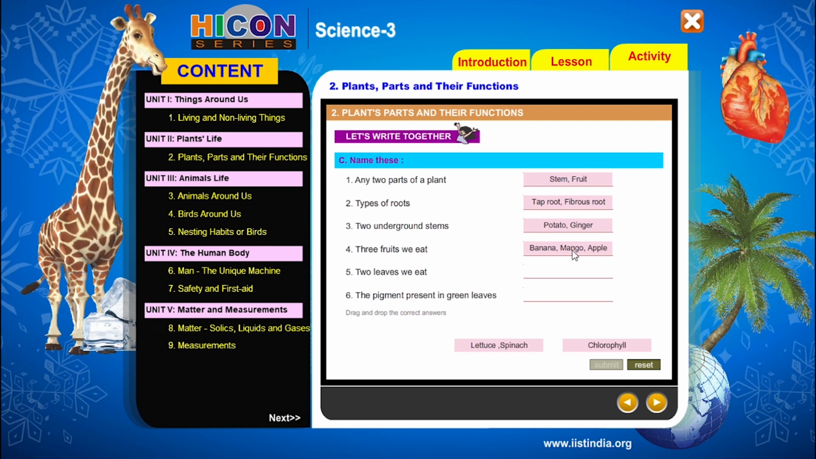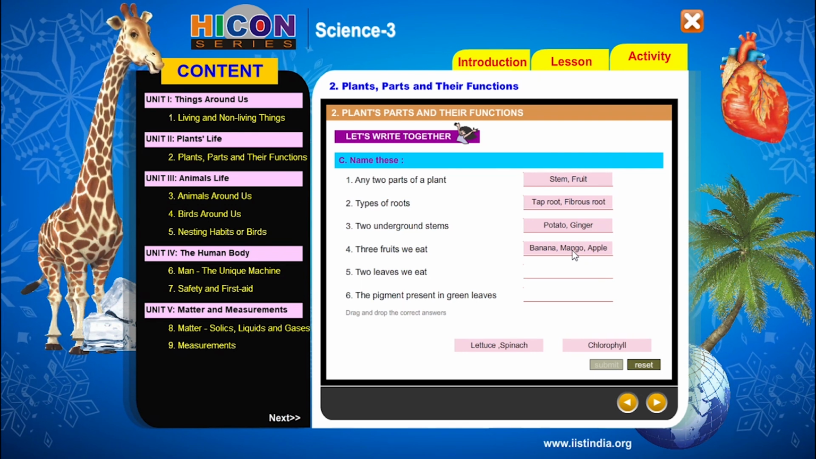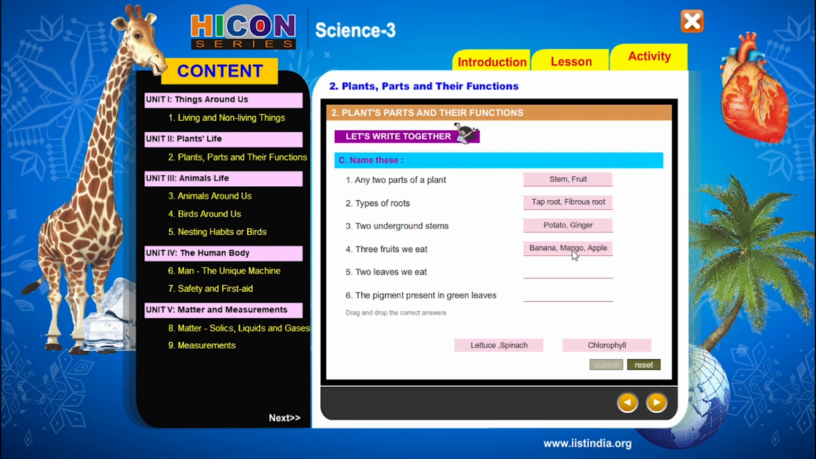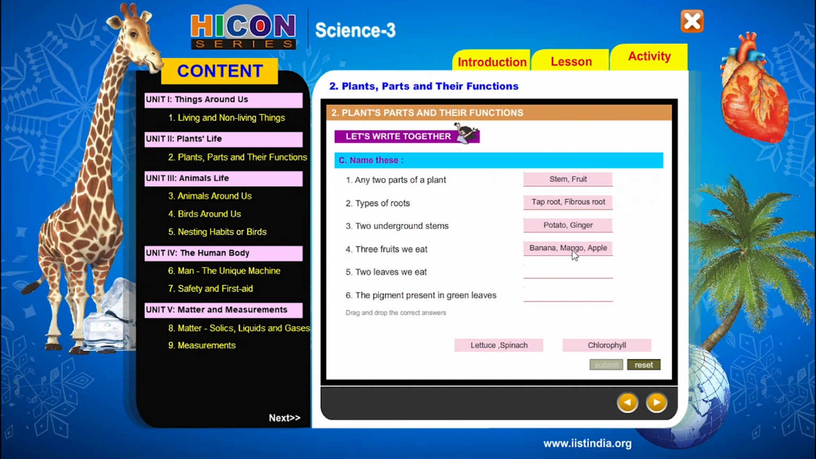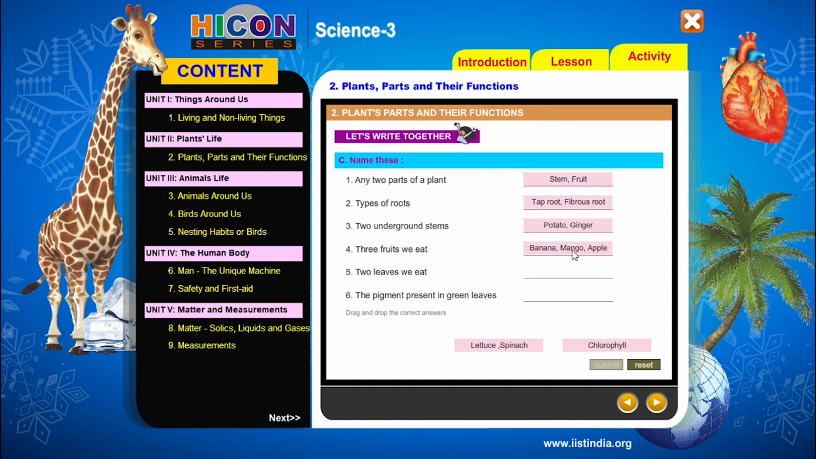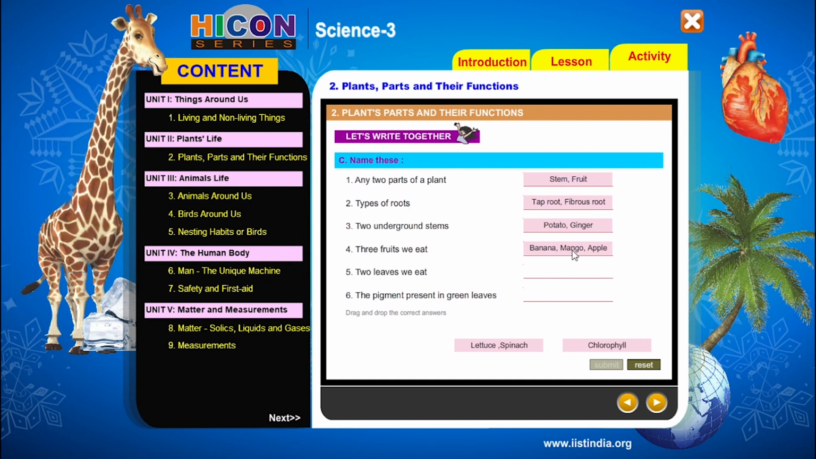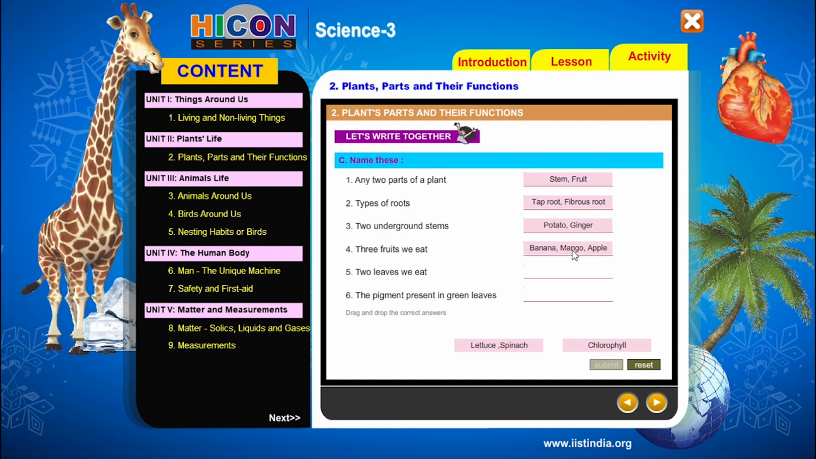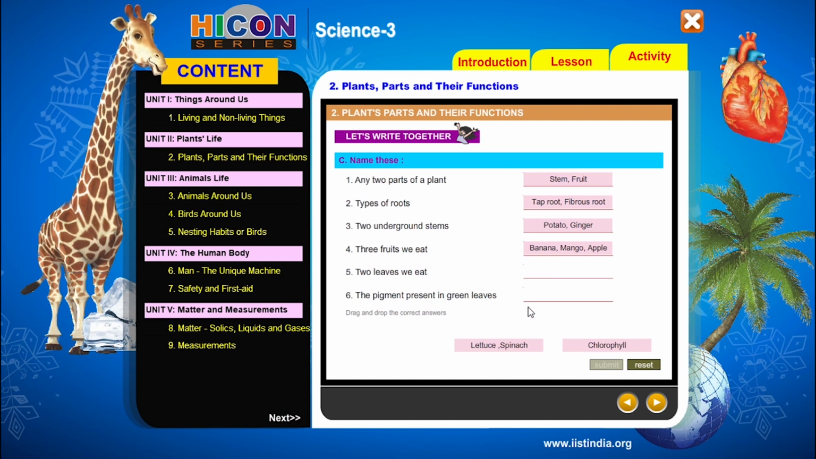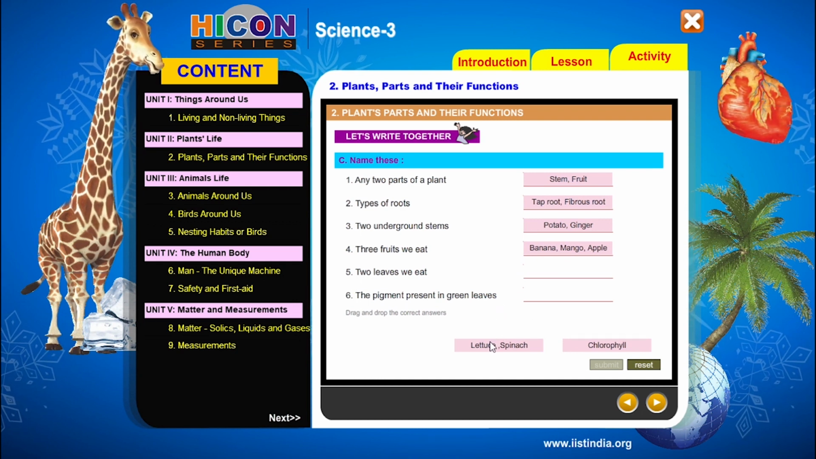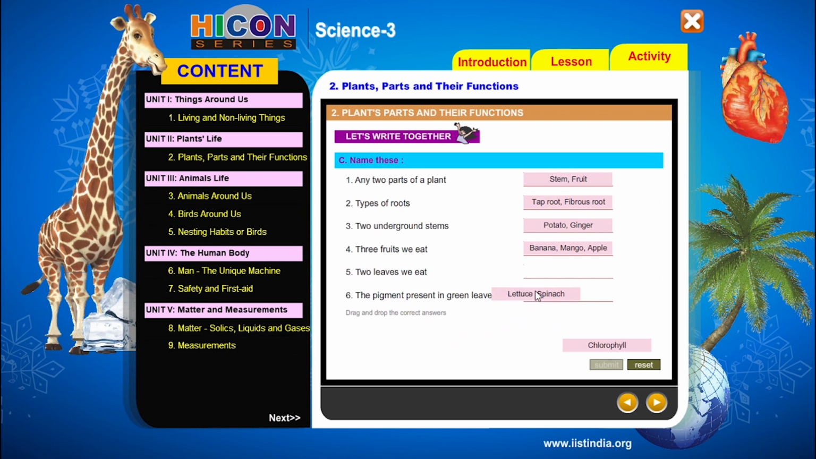Two leaves we eat. So children, we eat different types of vegetables during our lunch and dinner. And some are vegetables and some are leafy vegetables. So can you identify the leafy vegetables among the given answers? So leafy vegetables, yes, lettuce and spinach. So lettuce and spinach are the leafy vegetables.